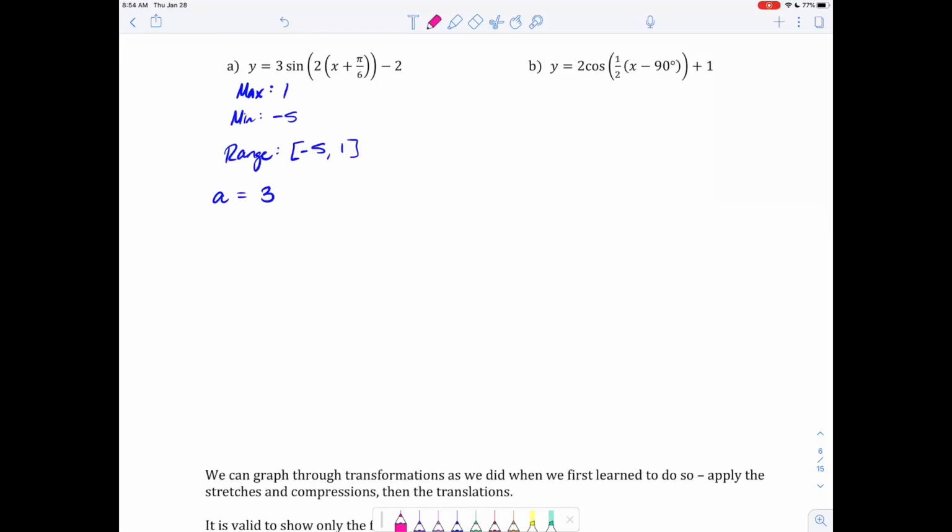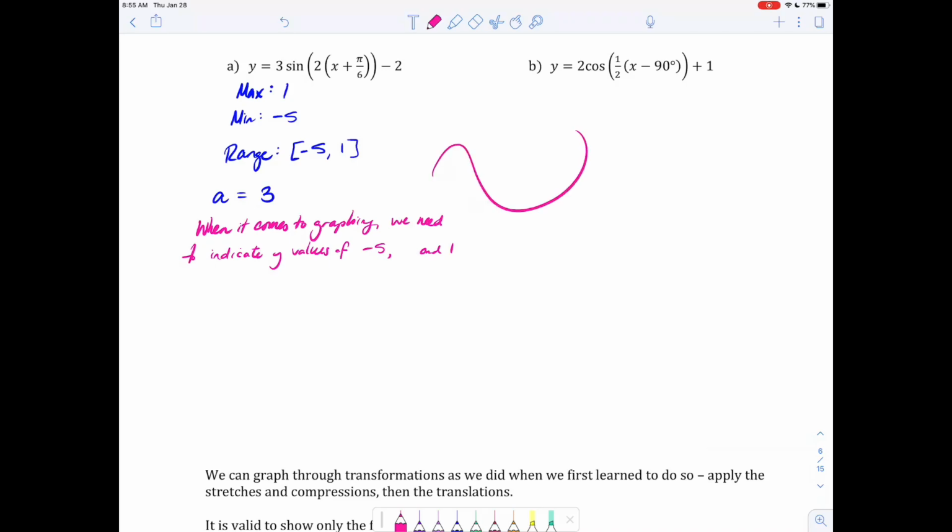When it comes to graphing, we need to make sure that we indicate -5, 1, and whatever is halfway between them to, again, get that average part of it. Halfway between -5 and 1 would be -2.